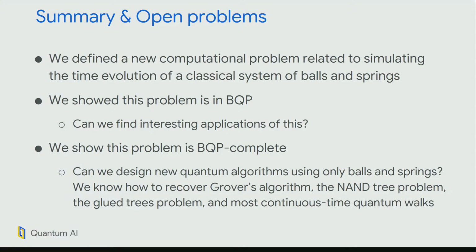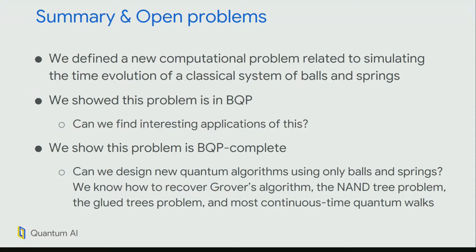There are some quantum algorithms we can recover, like Grover and this NAND tree problem and the glued trees, as I showed previously. And maybe most continuous-time quantum walks can be recovered, but maybe what Dory was saying now, we might just prove some kind of general theorem that says if you have a Hamiltonian, so it might not just be special cases like this, but there might be something general that can be shown. We can recover all of these algorithms.